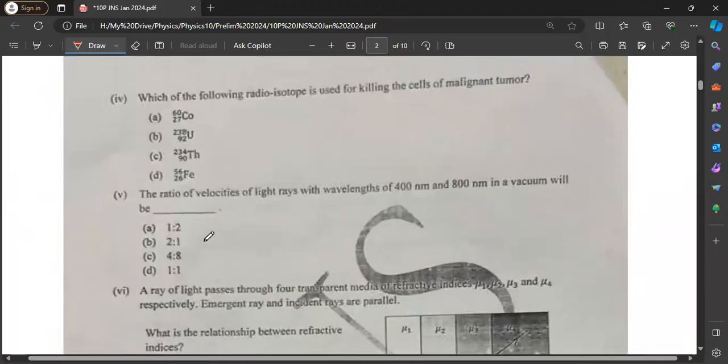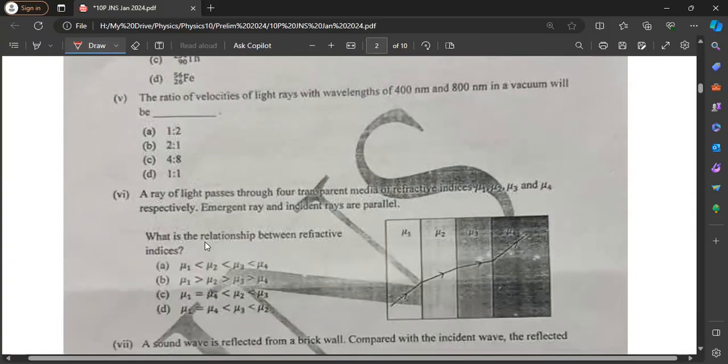Then to the next one, which of the following radioisotopes is used to kill the cancer of malignant tumor? So this is cobalt-60. So this is the medicinal use. Okay, right. Then ratio of velocity of light. Now they are asking for vacuum. In vacuum, it is 1:1.